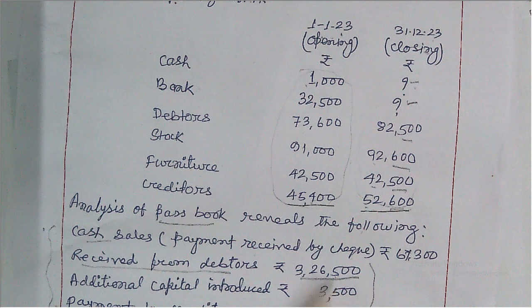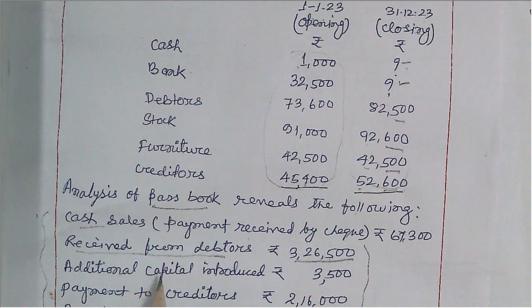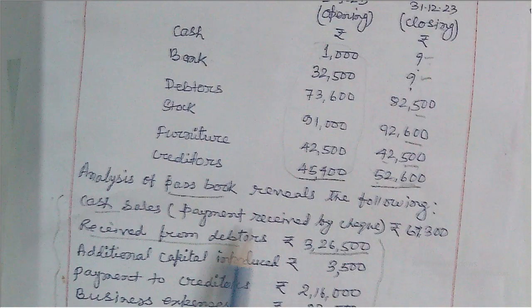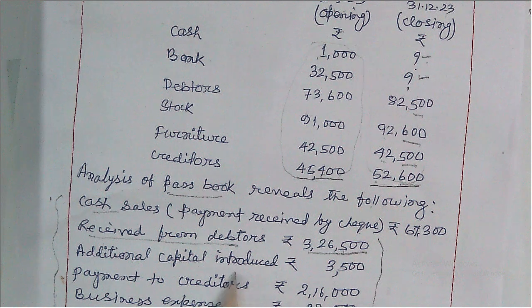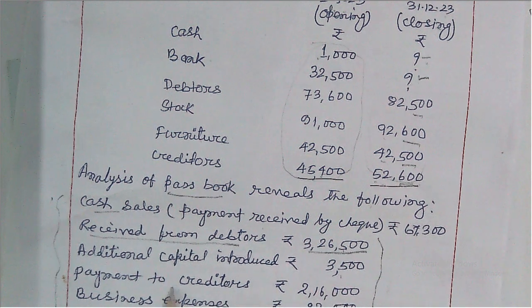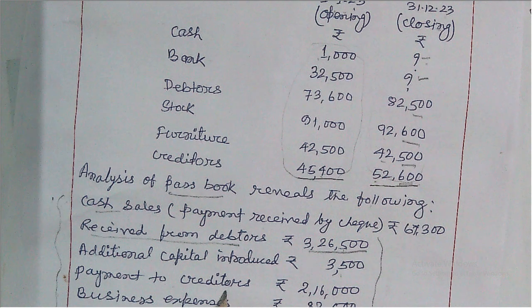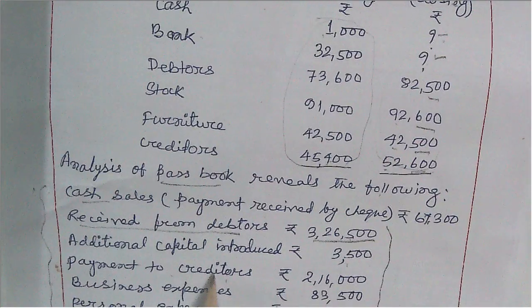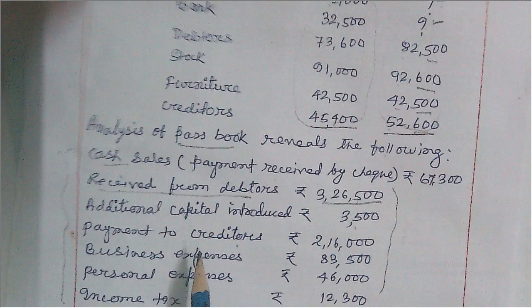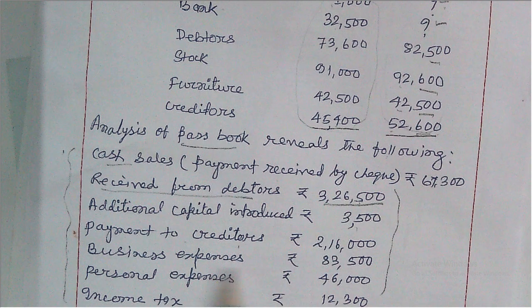3,26,500. Because these transactions are performed through the bank, obviously the check is received from the debtors, 3,26,500. And additional capital deposited, that is introduced, means the amount deposited into bank 3,500 by the proprietor Mr. A. Similarly, payment to creditors made by check, and business expenses are also there, which are paid by check through the bank account.